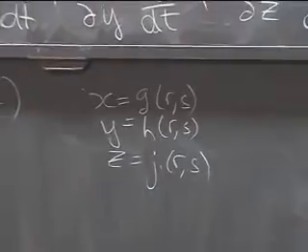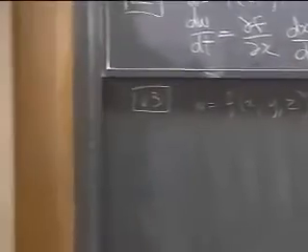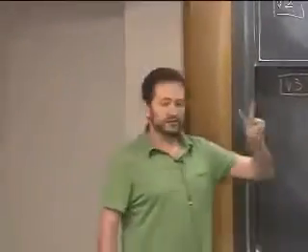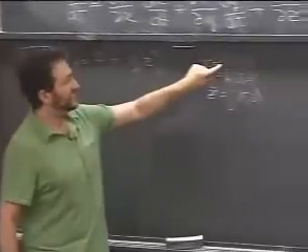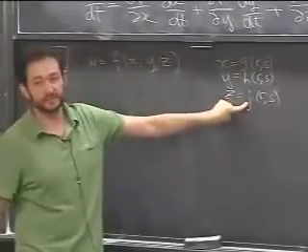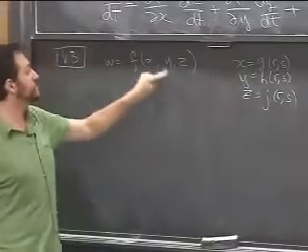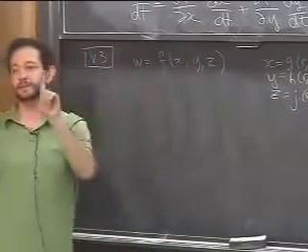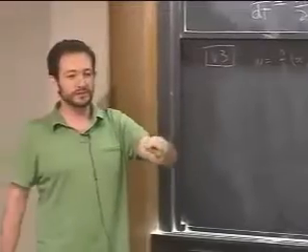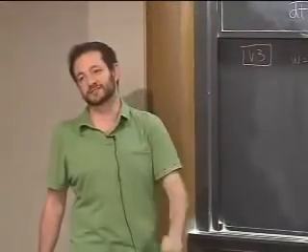So let's map it out. You've got to have two parameters, r and s. If you know those two numbers, you can plug them into these three formulas here, and you get x and y and z. So you get three different numbers, which you then plug into this, and you get one number. So we've gone from 2 to 3 to 1.